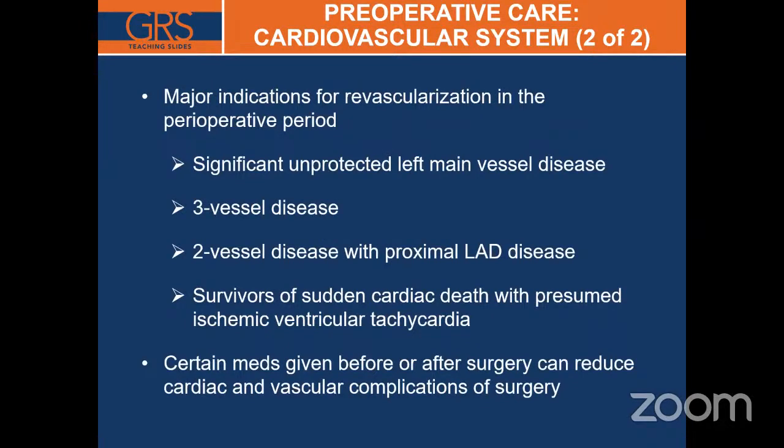Major indications for revascularization in the preoperative period. So after finishing with ECG and echo, which patients should undergo revascularization? First group of patients: when there is significant unprotected left main vessel disease, or 3 vessel disease, or 2 vessel disease with proximal left anterior descending disease, or a survivor of sudden cardiac death with presumed ischemic ventricular tachycardia. For those groups of patients, we need to do revascularization. And there are some medications we could give before and after surgery, and these could reduce cardiac and vascular complications of surgery.